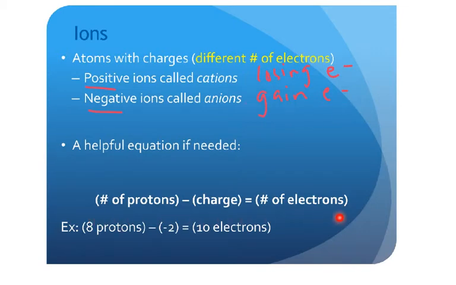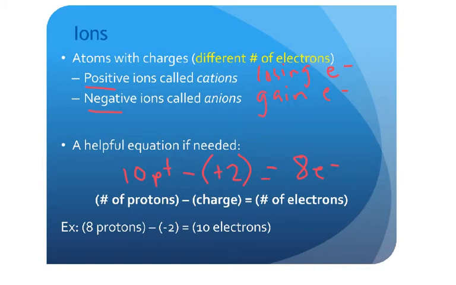Here's a helpful equation if needed. The number of protons minus the charge of the atom is going to equal the number of electrons. So think about it. If an atom has 10 protons, but is neutral or has a zero charge, that means it's going to have 10 electrons, which we know to be true. However, if the charge is different, let's say, for example, we have an atom that has 10 protons and it has a charge of positive 2, that's going to give us 8 electrons.